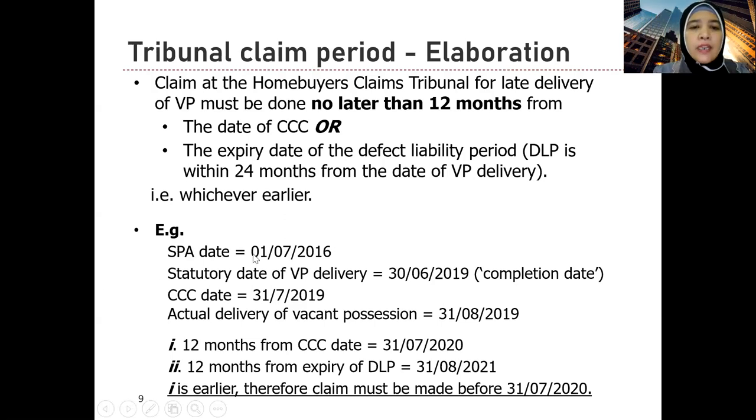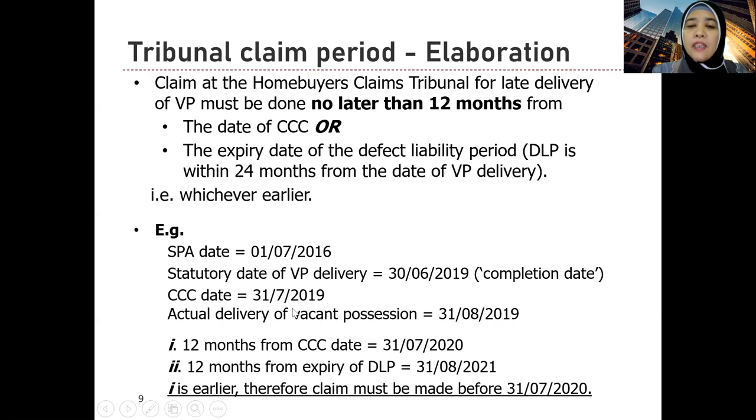Okay, 1st of July 2016, statutory date of vacant possession delivery or the completion date is 30th of June 2019. So this is a strata, again 36 months. The actual date of the CCC is 31st of July 2019. So you can see here the CCC date is 1 month after the completion date, kan? But the actual delivery of vacant possession is much later. Dah lah ni lambat sepatutnya.